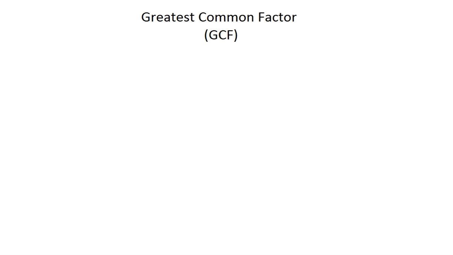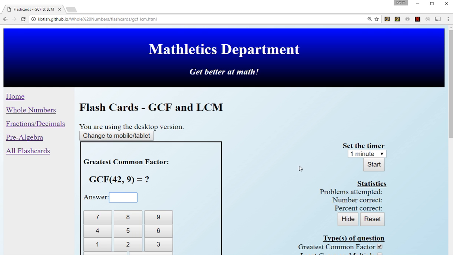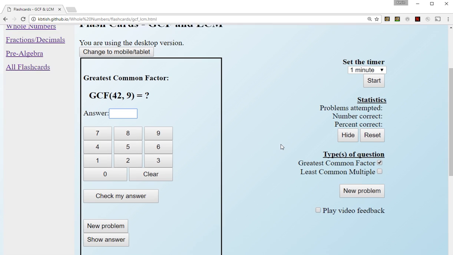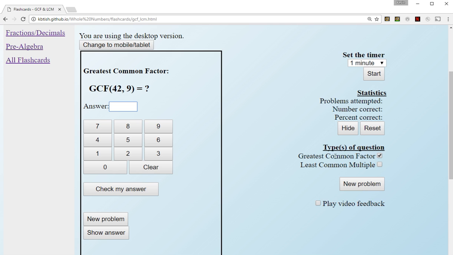Okay, here we're going to talk about the greatest common factor of two numbers, or how we can go about finding that. And I'm going to use my website here, and I'll give you a link in the description for this video if you want to go to this website. But just notice on the options over here that I have only selected greatest common factor. I'm not going to do least common multiple in this video, but I'll have another video for that.